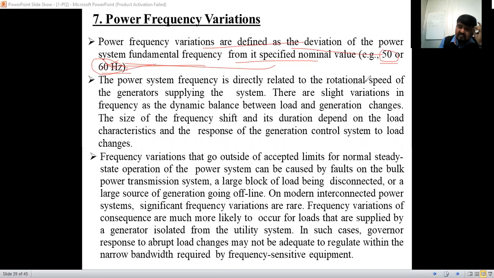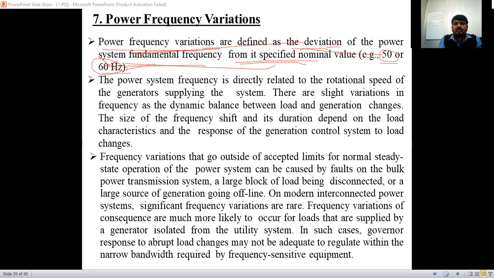So some switching stations are there actually. Switching stations we call substations. Those switching stations work to maintain the frequency constant. Cycloconverters and many other things are used to maintain the frequency at 50 Hz constant. So if there is any deviation of the power frequency from its specified value, we call that power frequency variation.